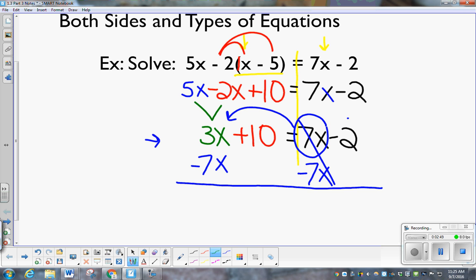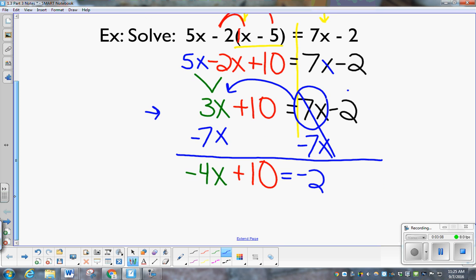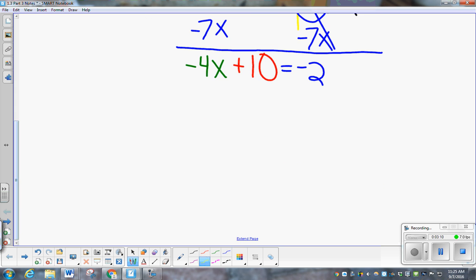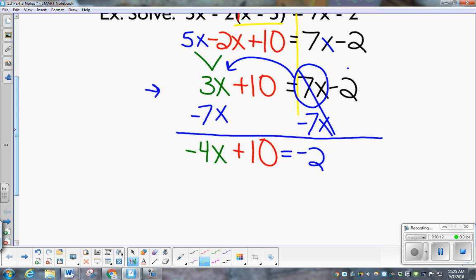So over here, we have 3x minus 7x. That's -4x. The +10 didn't change because that is a constant. It can't be combined with the -7x. On the other side, 7x minus 7x is 0, so we're just left with -2. Now, we've just got a regular two-step equation here like we've been solving.